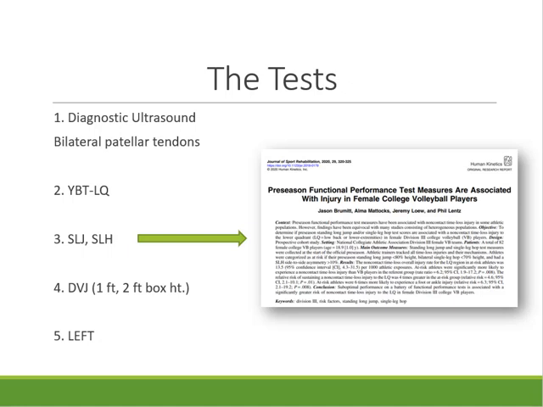So, what was the testing procedure? The preseason test that I had performed was the diagnostic ultrasound. One or two therapists performed the diagnostic ultrasound on the bilateral patellar tendons. Then we put people through a few different functional performance tests, the Y balance test, as well as the standing long jump and the single leg hop, and the lower extremity functional test, which is an agility drill test. And then in our motion capture lab, I had people perform the drop vertical jump from a 1 foot and 2 foot box height.